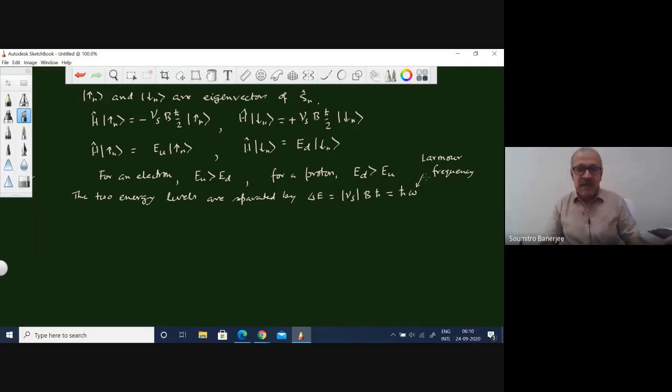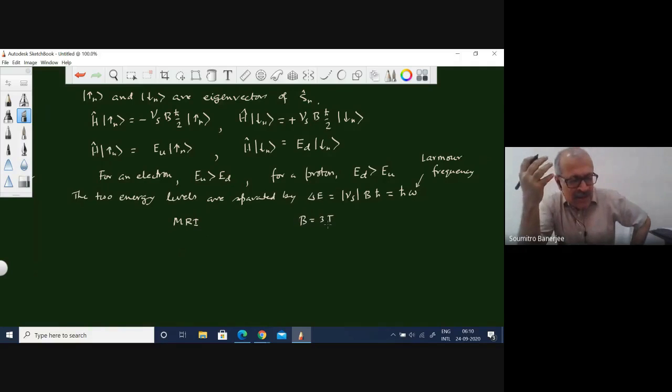For example, you have seen that MRI is used in regular medical practice in most hospitals. What is actually done is that if you are doing an MRI of your head, for example, your head is put in a chamber. That means you are put in a chamber where a large magnetic field is applied, about 3 Tesla. So about B is equal to 3 Tesla.